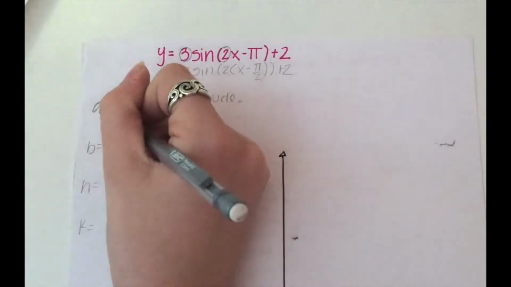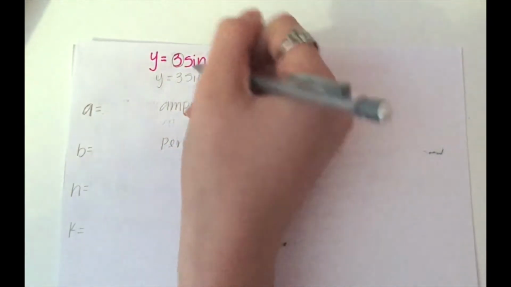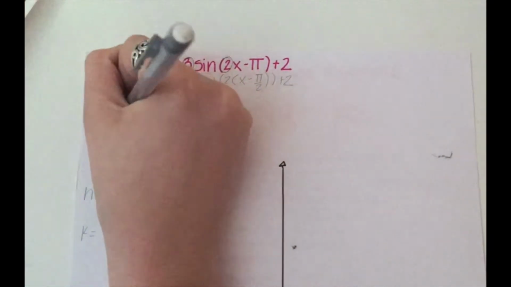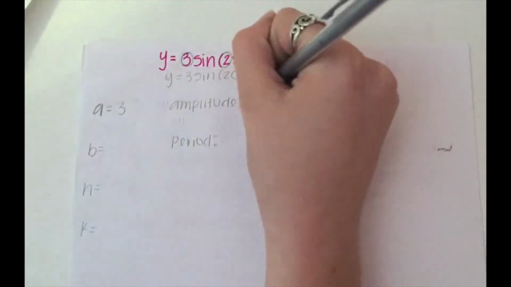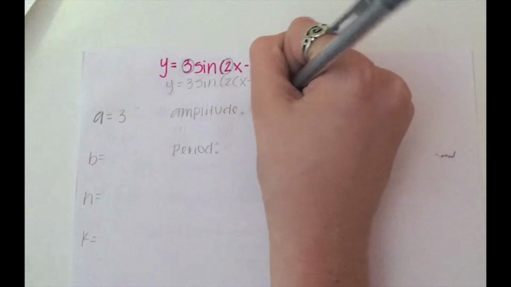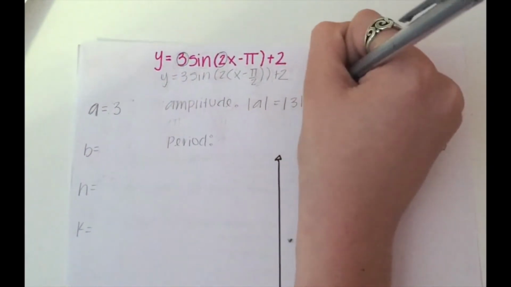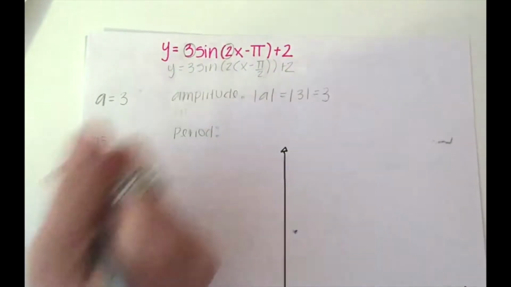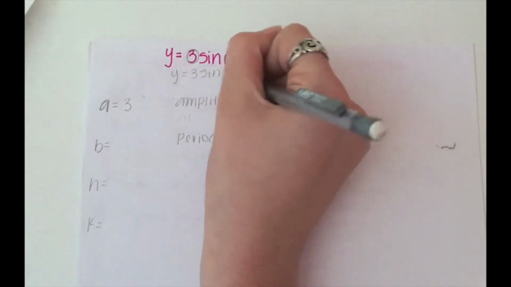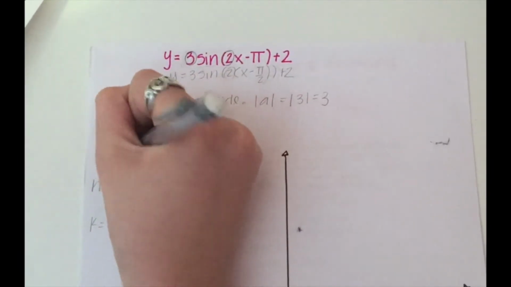So now to find our a, we're going to look at what's in front of the sine, and we see that it's 3. So our a equals 3, and our amplitude is the absolute value of our a. So if our a equals 3, it's going to be the absolute value of 3, which is 3. To find our b, we're going to see what we factored out, which was the 2. So our b equals 2.